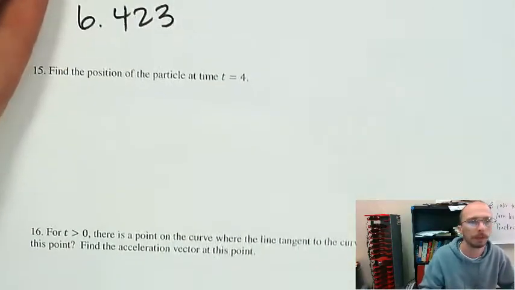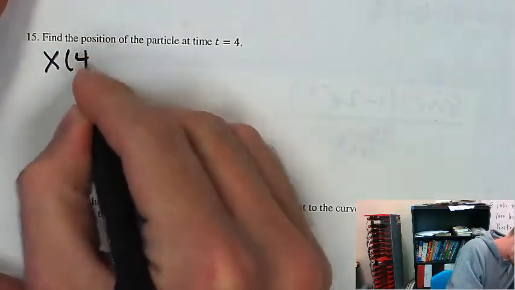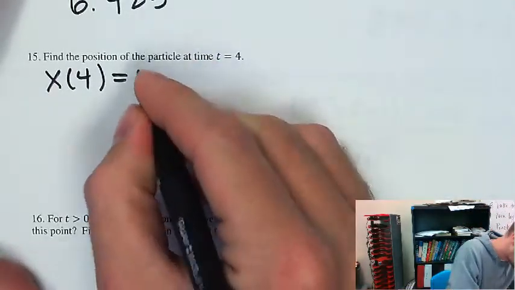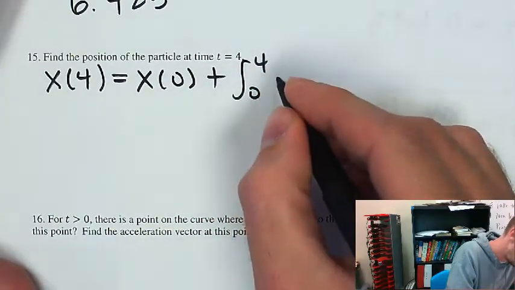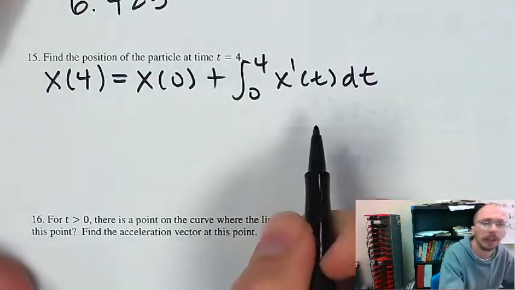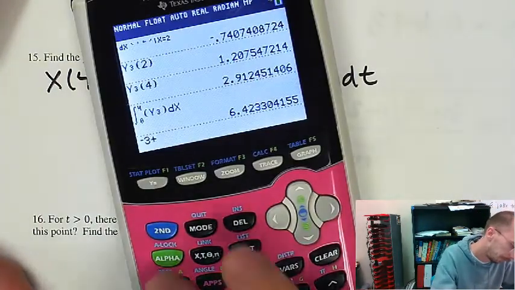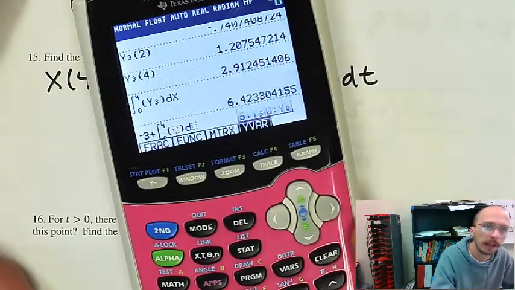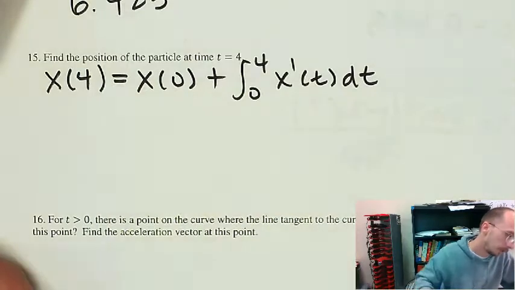All right. Find the position of the particle at t equals 4. Right. X of 4 equals, they gave us the position at time 0, so I'm going to start with x of 0 plus the integral from 0 to 4 of x prime of t dt. You know what, I think I'm just going to write it like that. I don't want to copy arctangent of t over 1 plus t. That's just too much, right? So x of 0 is -3. Integral from 0 to 4. dx dt is in y1. -0.892.